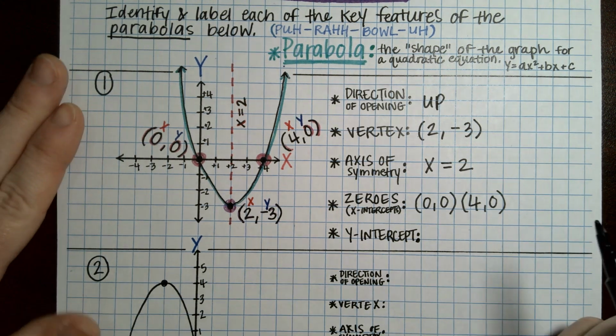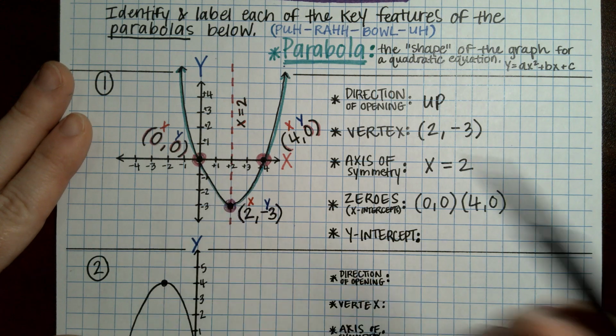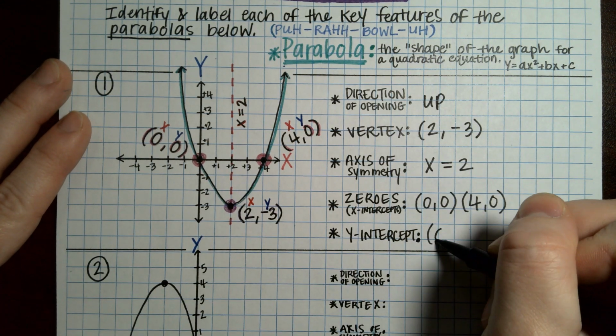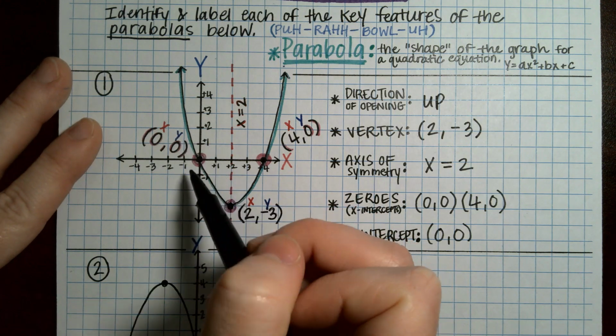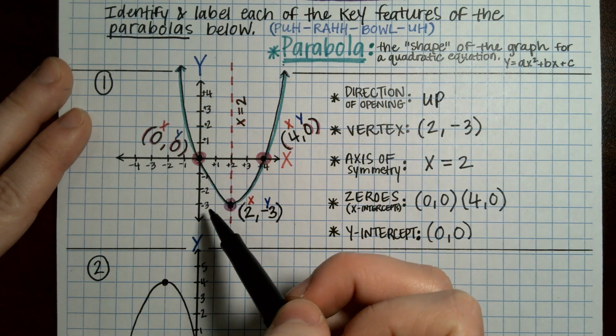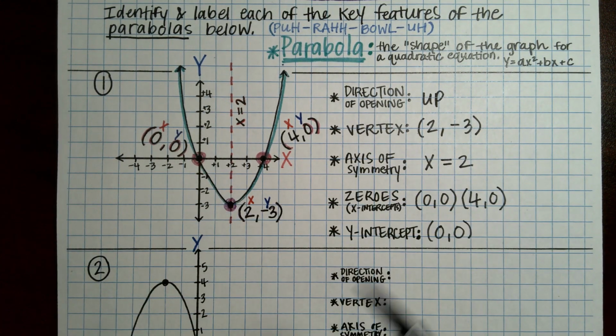What's our y-intercept? 0, 0. Also 0, 0. So this is one of those cases where we're actually crossing at the same spot for the x-axis and the y-axis, right in the middle. That happens sometimes. Any questions about number one?